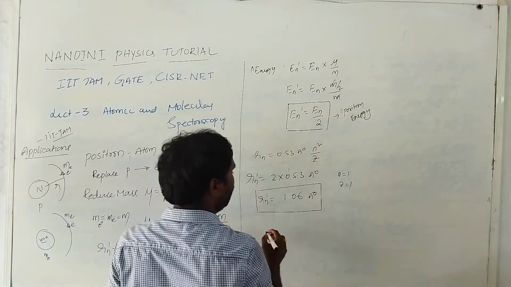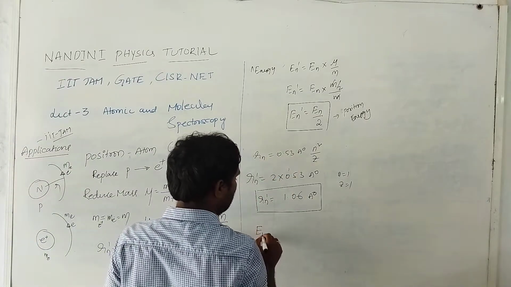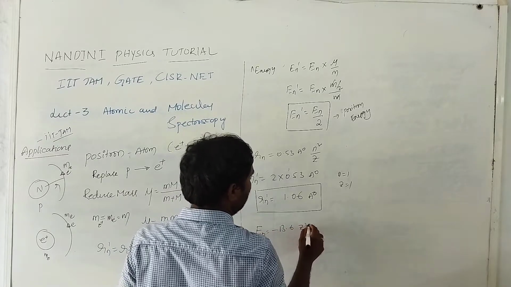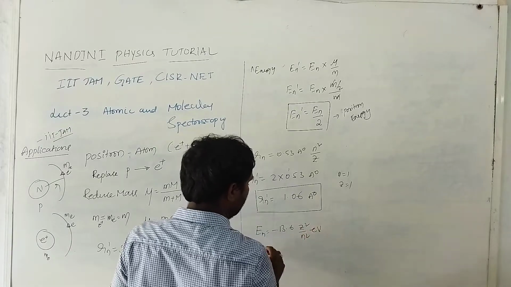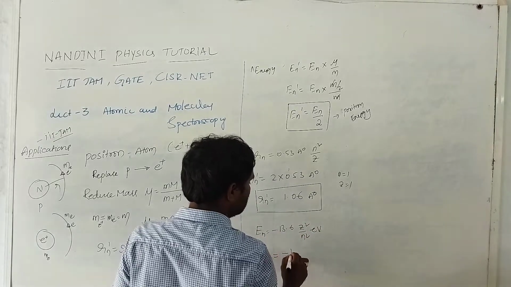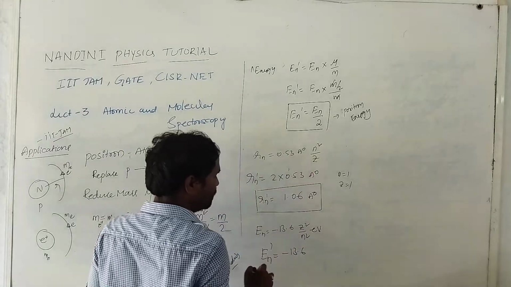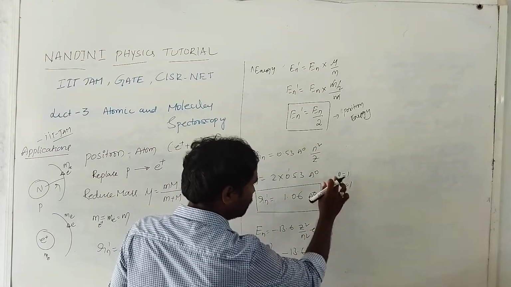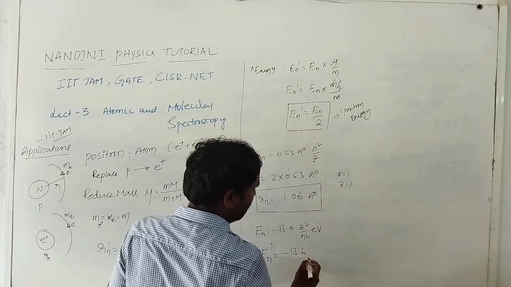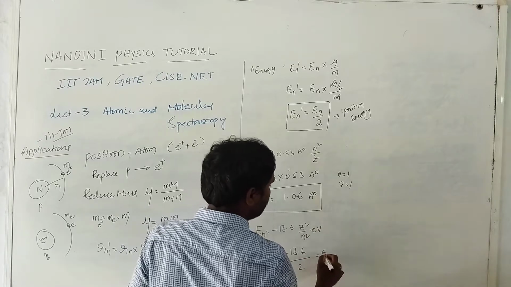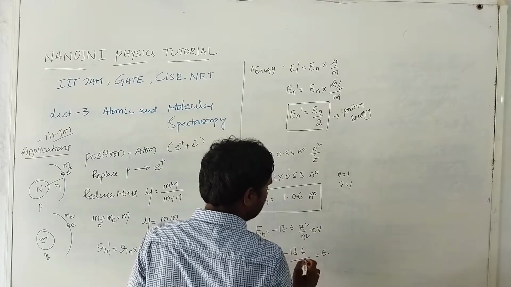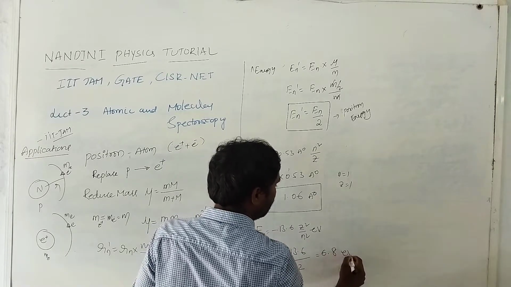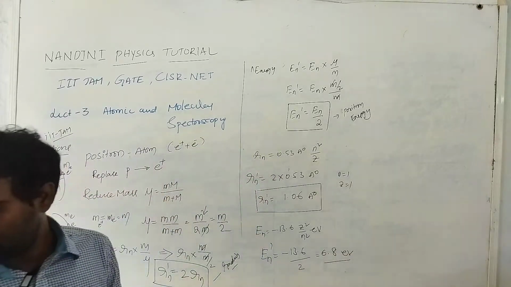Like, what is the energy formula? I again write, what is the energy? Energy En is equal to minus 13.6 into z square by n square electron volt. So En dash is equal to En divided by 2, that is 13.6 divided by 2. So simply substitute z and n both equal to 1. So therefore this is minus 6.8 electron volt. So these are the values of the positron.